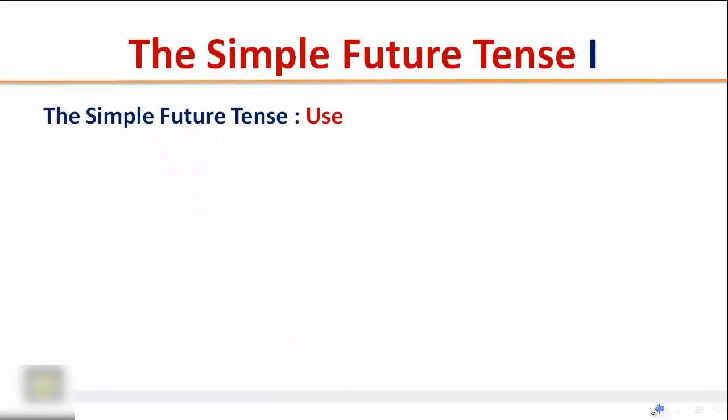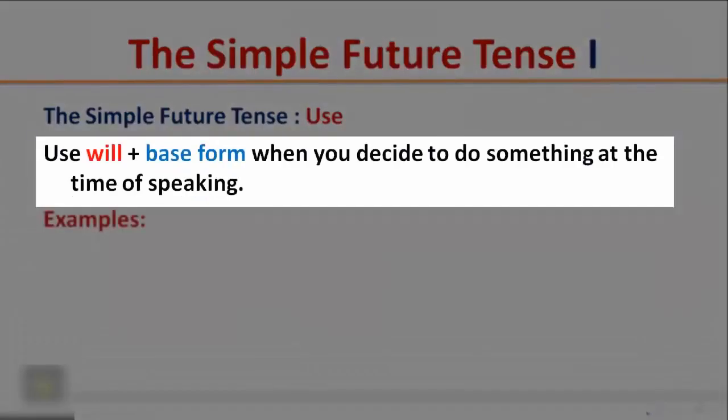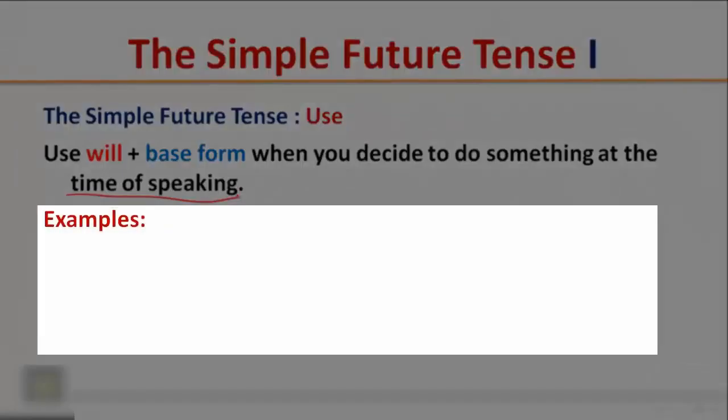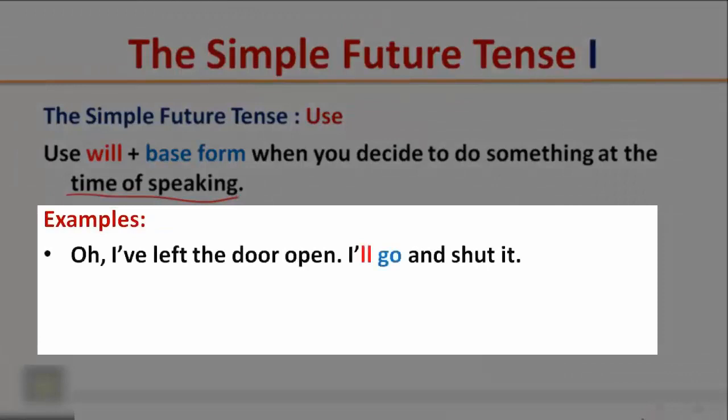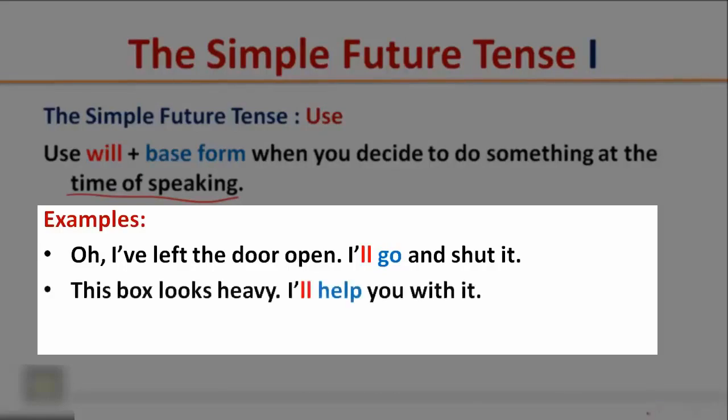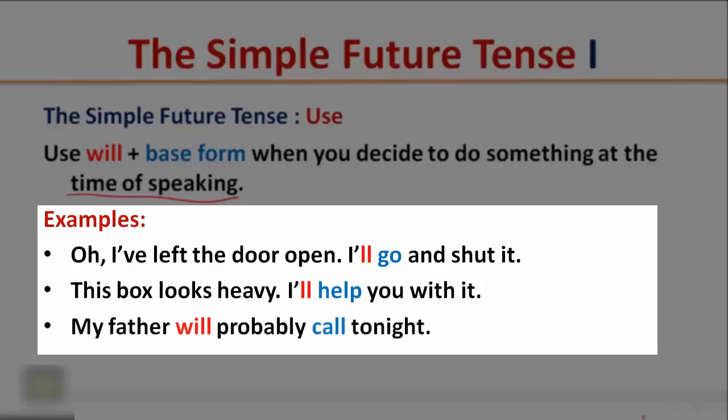The simple future tense. Use. Use will plus base form when you decide to do something at the time of speaking. Examples. Oh, I've left the door open. I'll go and shut it. This box looks heavy. I'll help you with it. My father will probably call tonight. Notice that the decision to take these actions is taken at the time of speaking.